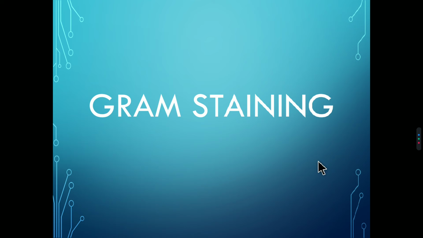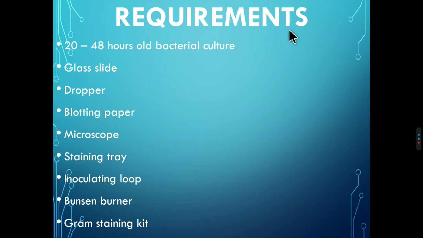Requirements: 20 to 48 hours old bacterial culture, glass slide, dropper, blotting paper, microscope, staining tray, inoculating loop, Bunsen burner, and gram staining kit. The gram staining kit contains crystal violet, gram iodine solution, decolorizer and safranin.